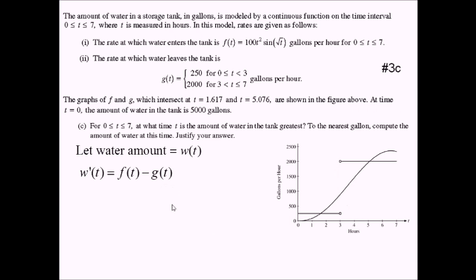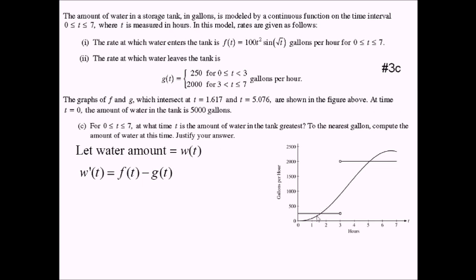Now the good news is not all these critical values are possibilities for being maximums on our function. Two of them, in fact, are local mins. If you look at this first one here, where f starts out lower than g and then becomes greater, that means we're changing from negative to positive w prime right here.